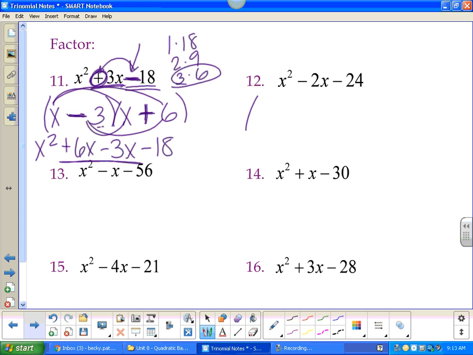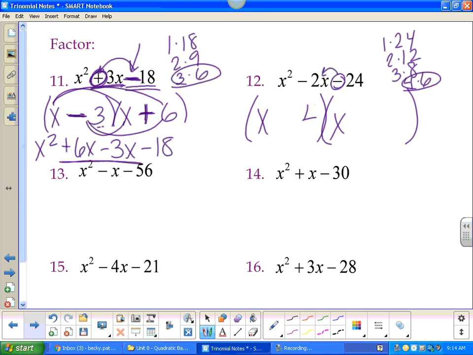Okay, so let's look at number 12. So we're going to go x and x. I want the factors of 24 that subtract to give me 2. 1 times 24, 2 times 12, 3 times 8, 4 times 6. Subtract to give me 2, that'd be 4 and 6.